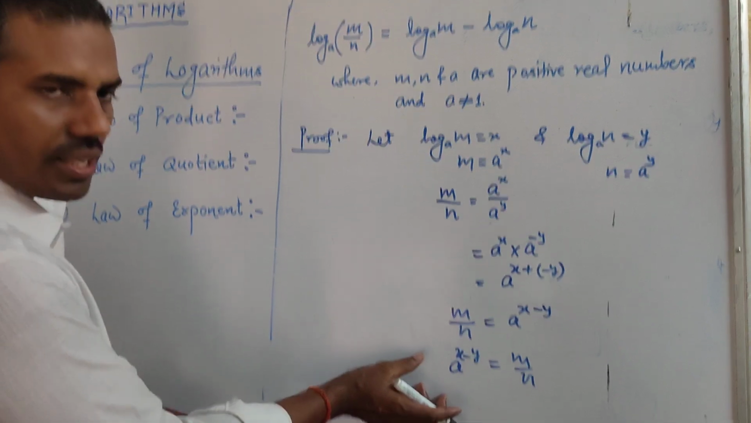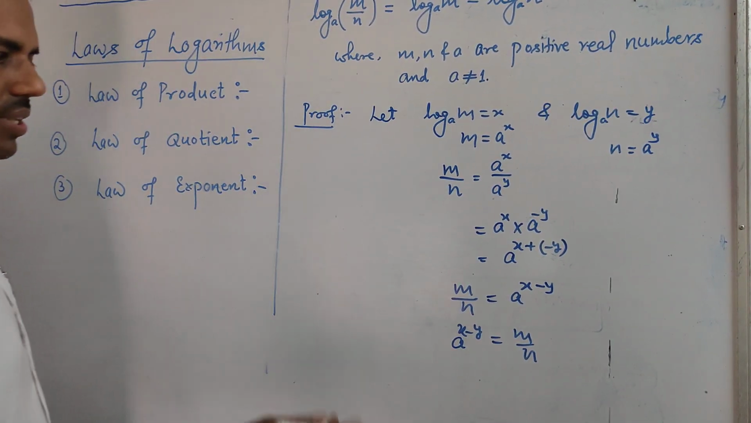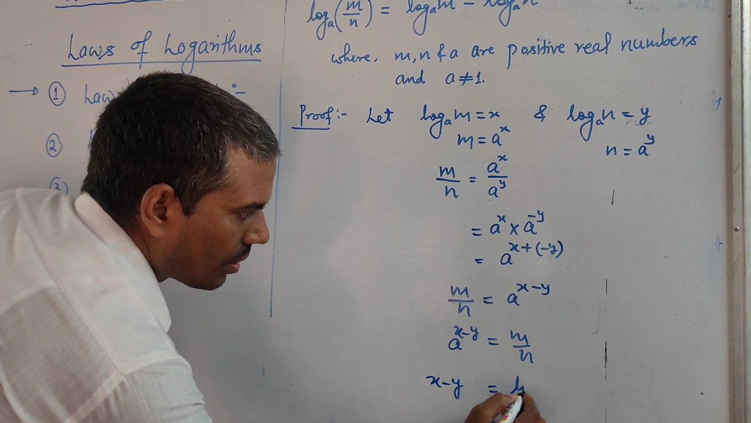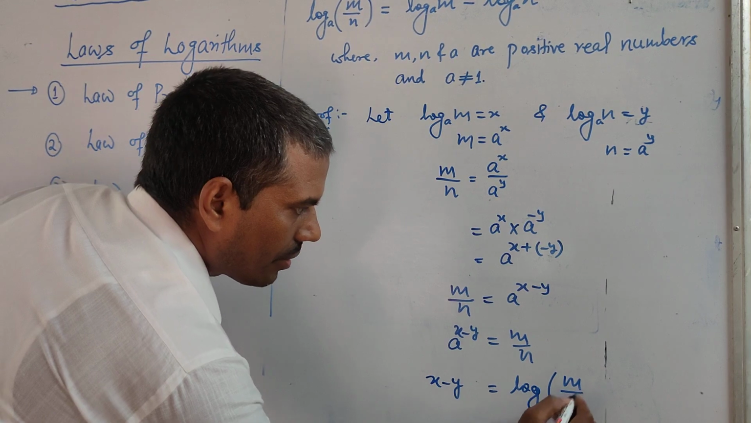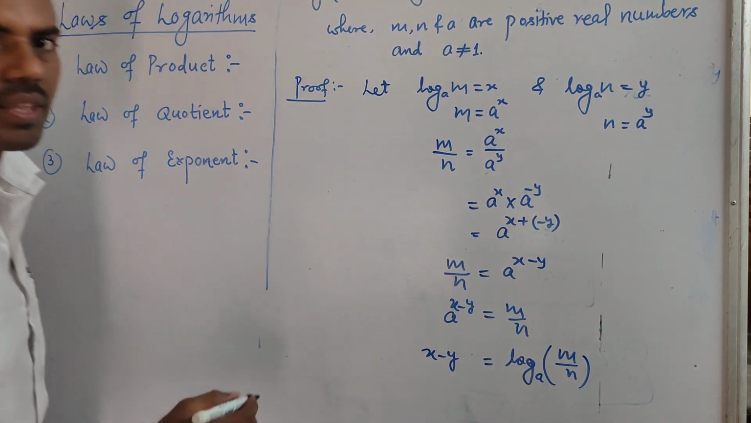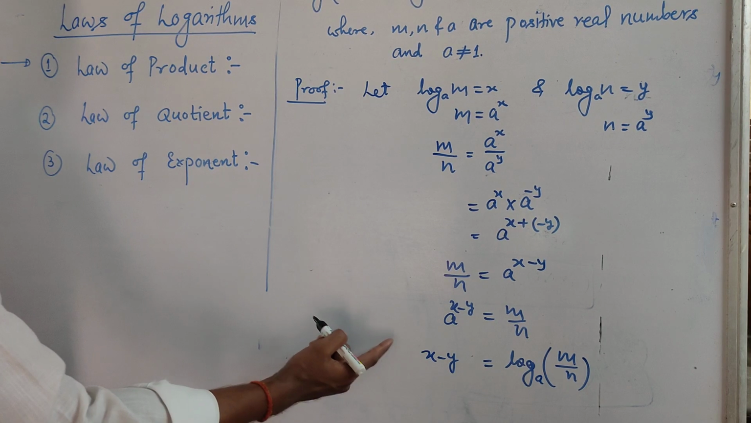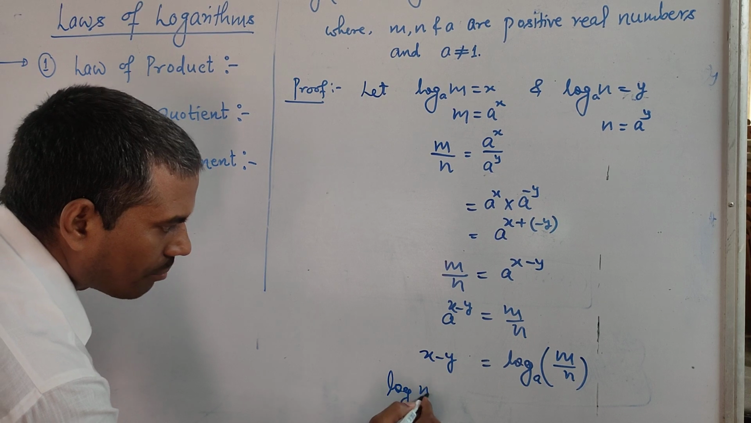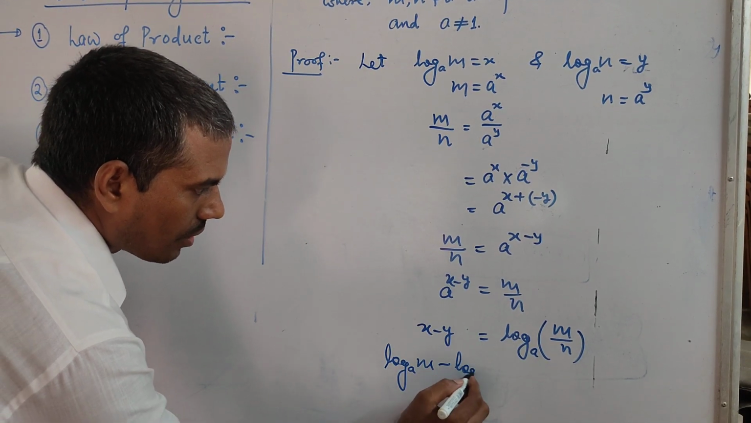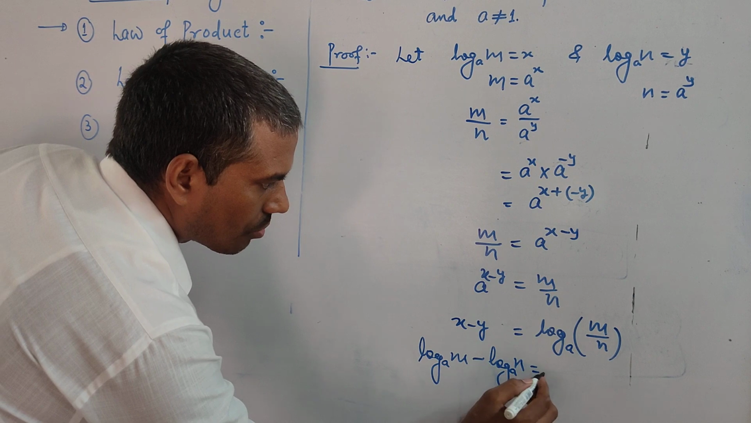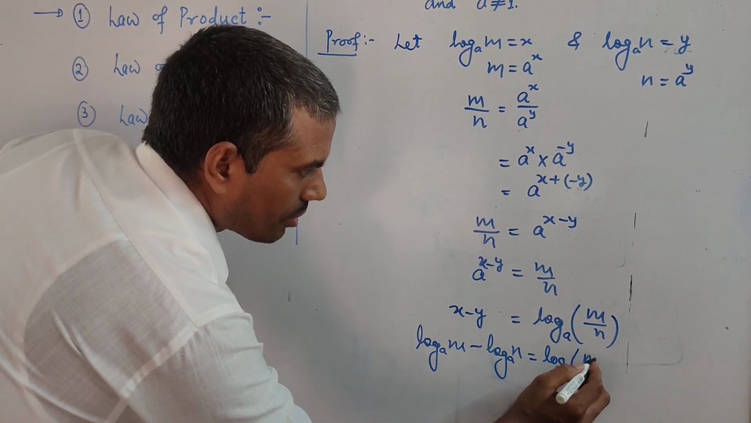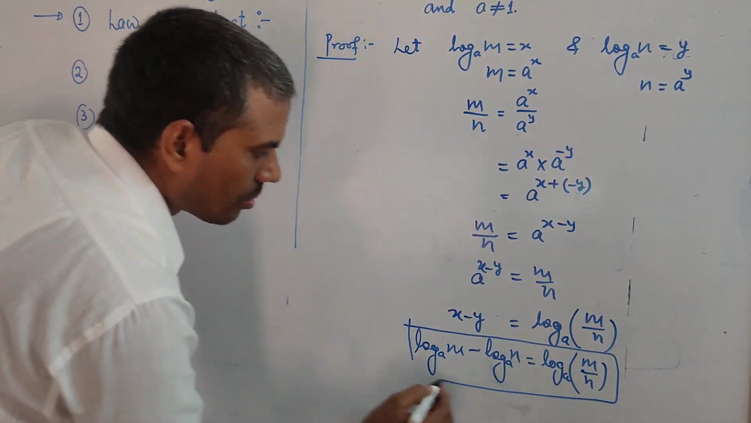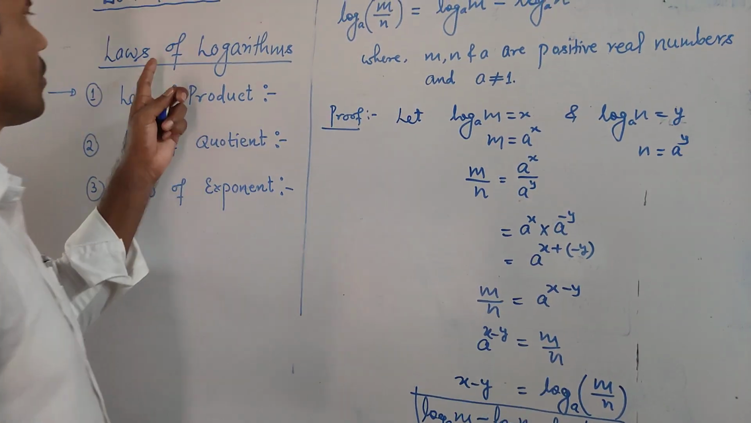This is in exponential form. If I convert it into logarithmic form, we get x minus y is equal to log of m by n to the base a. And if I put the value of x and y, we get log of m to the base a minus log of n to the base a is equal to log of m divided by n to the base a. This one is the second law of logarithms.